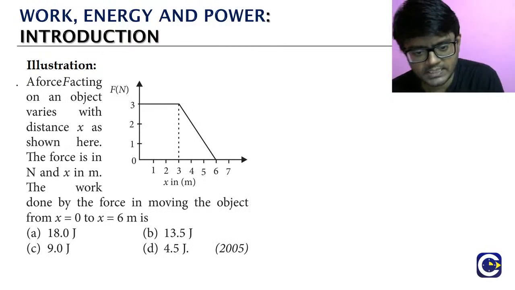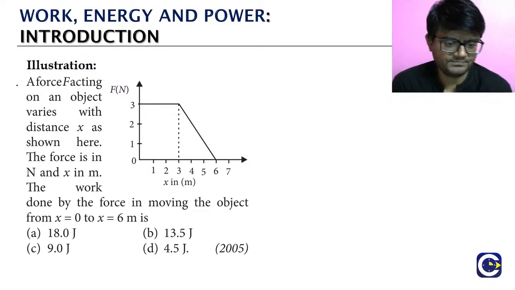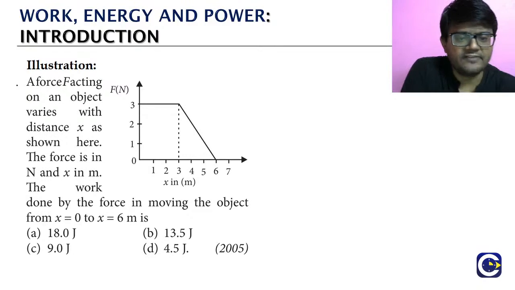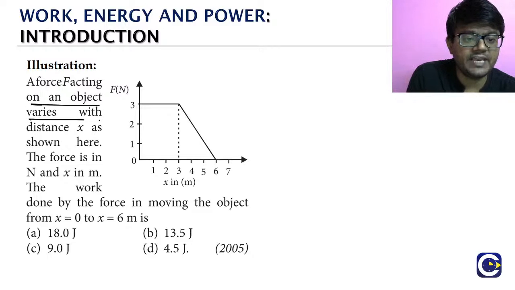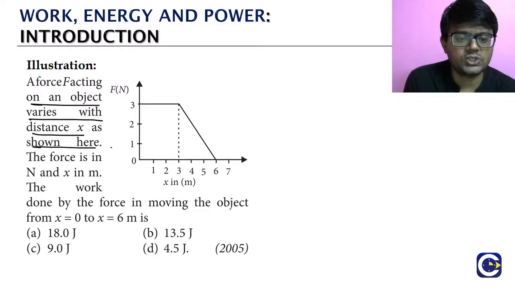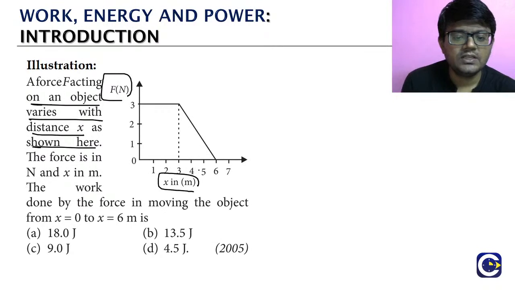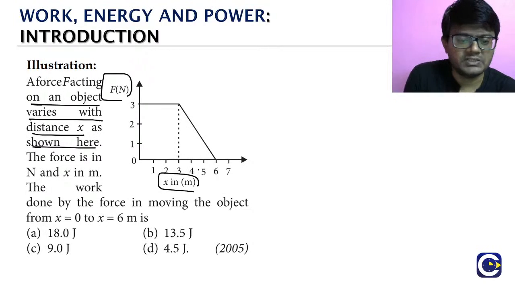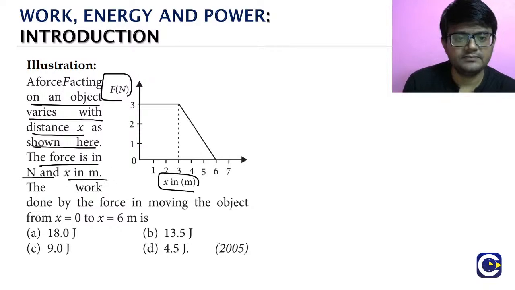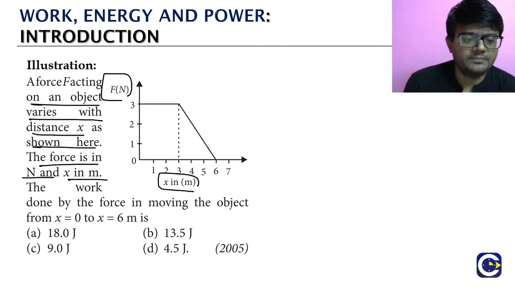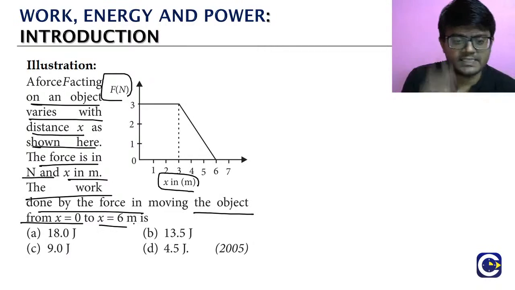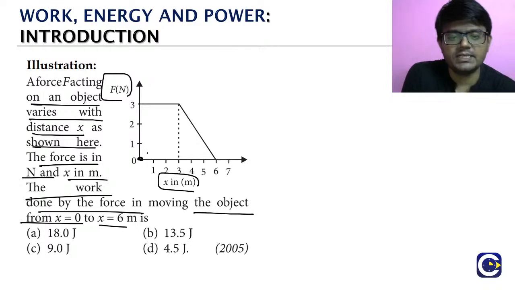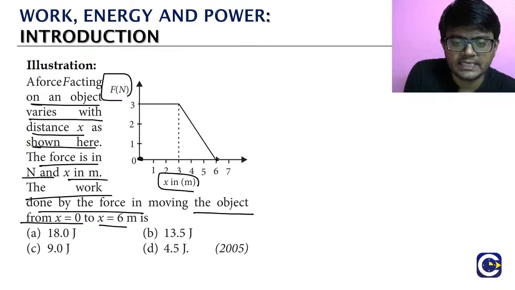This is a question that came in 2005. Look: a force F acting on an object varies with a distance x as shown in the figure. So the force is changing with respect to the distance or the position. The force is in newtons and x is in meters, so both are in the SI system of units. Find the work done by the force in moving the object from x equal to 0 to x equal to 6. x equal to 0 is the starting point, and x equal to 6 is where it ends.